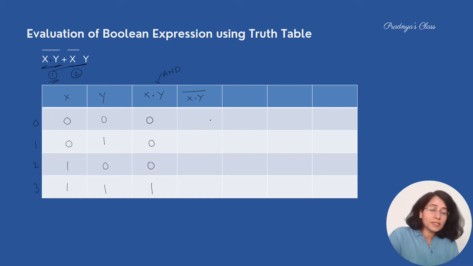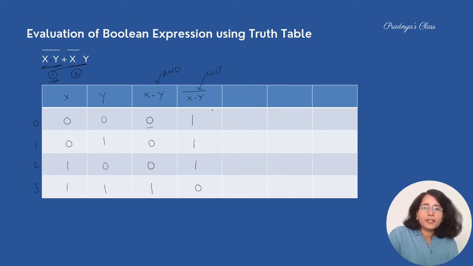Complement means the negation. Bar is a NOT operator. You know the NOT operator calculates the complement of the variable. So complement means it will negate the value. If it is 0, it will become 1. It is 0 here, it will become 1, and 1 will become 0.